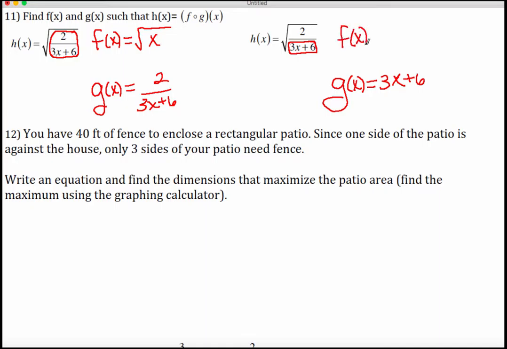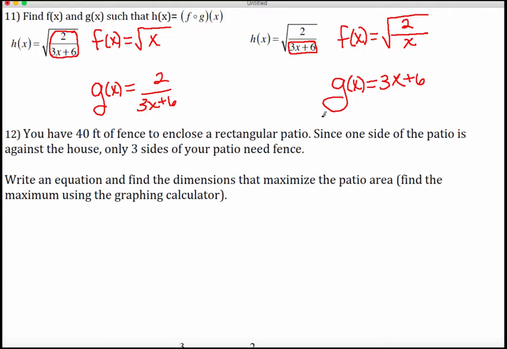Everything else gets copied down, so my root is still there, my 2 is still there, I didn't touch my fraction bar. The only thing that I pulled out of there was the 3x plus 6, and I will replace it with an x. And then if I recomposed f of g of x and put this 3x plus 6 back over top of that x, I would get back what I started with.